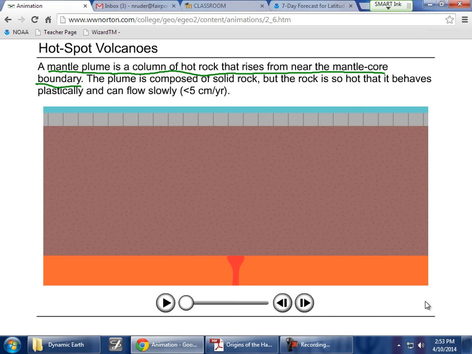So what's the next word on your vocab? Hot spot. Now, they don't necessarily say hot spot on here specifically, but a hot spot is a stationary source of magma. A stationary source of magma. Let's go ahead and write that down. All right, what's the next word on there?